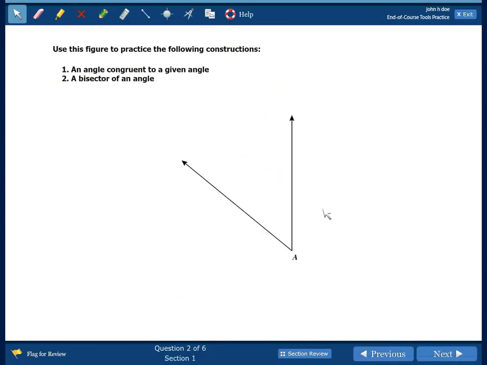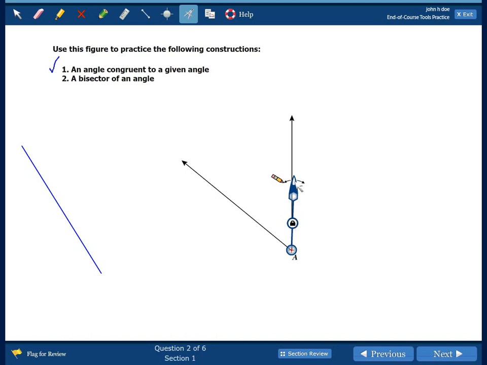For this one, the first thing we need to do is to make an angle congruent to a given angle. To do this, the first step is we draw a line. It doesn't really matter where the line is. I'm just going to use tool 2 to just draw a line. The next step is I take the compass. I can take it to really any length, and I put it on A.